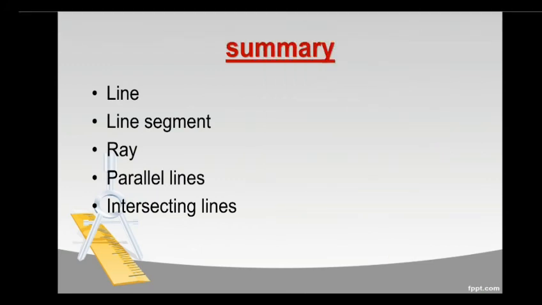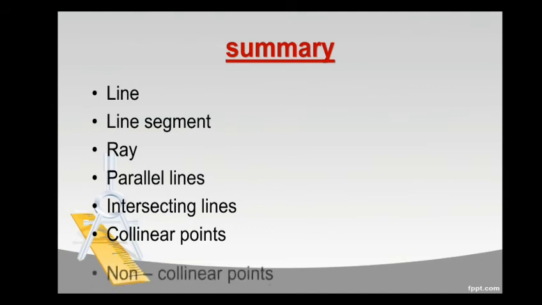Then we have seen collinear points. If we have 3 or more points, and all of them lie on the same line, then they are called collinear points. Then we have seen non-collinear points. If 3 or more points do not lie on the same line, they are called non-collinear points.